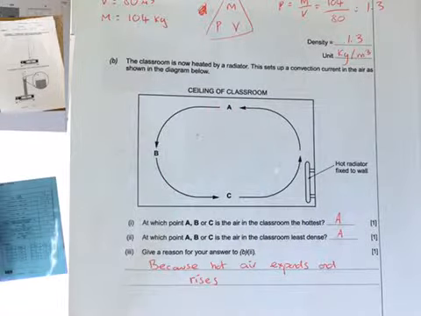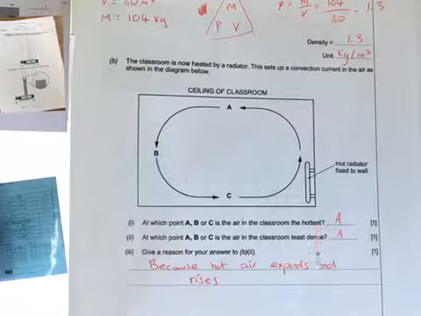But it will eventually cool and come back down. That's why it's called a current. It keeps going, it's like a cycle. And there's your radiator. At which point A, B, or C is the air in the classroom the hottest? It's going to be A, and the less dense is going to be A there. Give a reason for your answer: because hot air rises and expands.